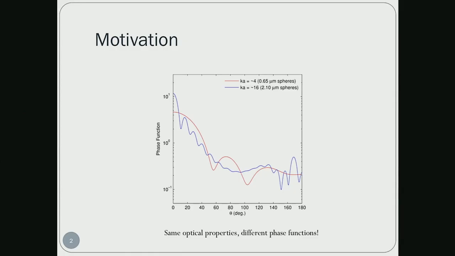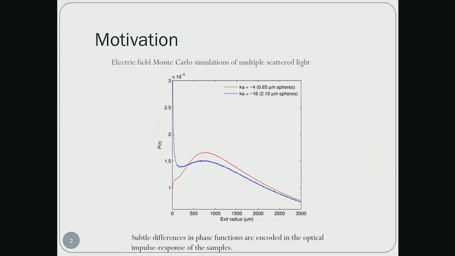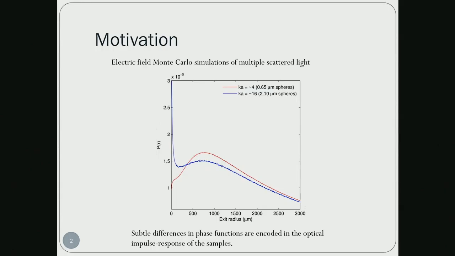We can scale this up with Monte Carlo from single scattering to multiple scattering and look at the impulse response of these two samples, the rotationally averaged impulse response, or P of R, or diffuse reflectance profile. As you can see, this profile shows that they are different, and you can absolutely detect the difference between these two samples from multiple scattering.